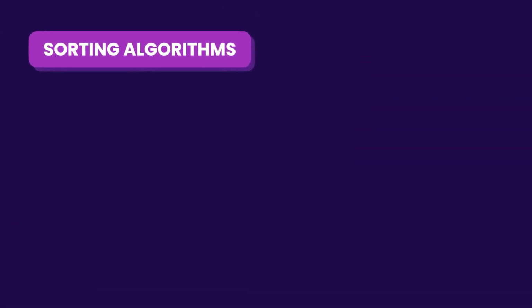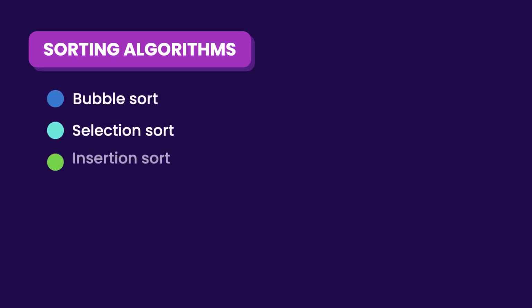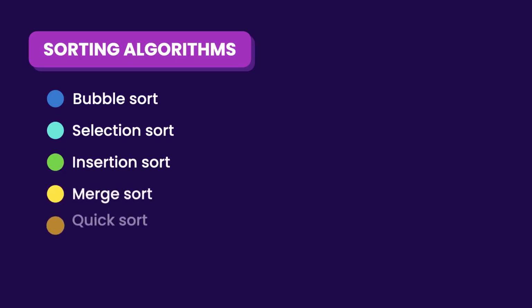Now, we have many different algorithms for sorting arrays. The most popular ones that computer science students learn are bubble sort, selection sort, insertion sort, merge sort, quick sort, and so on. Now, these algorithms are often topics for coding interviews. So if you want to prepare for a job interview, I highly recommend you to study them.